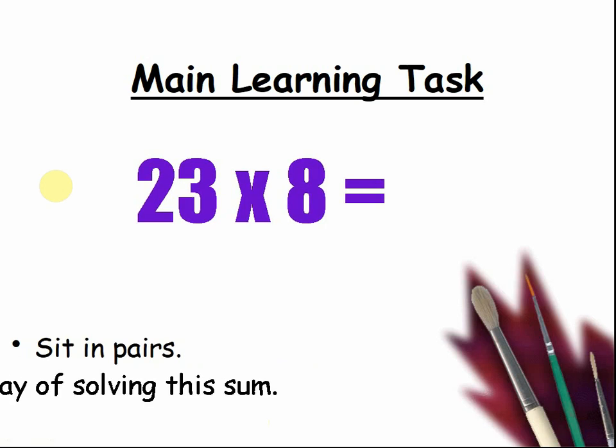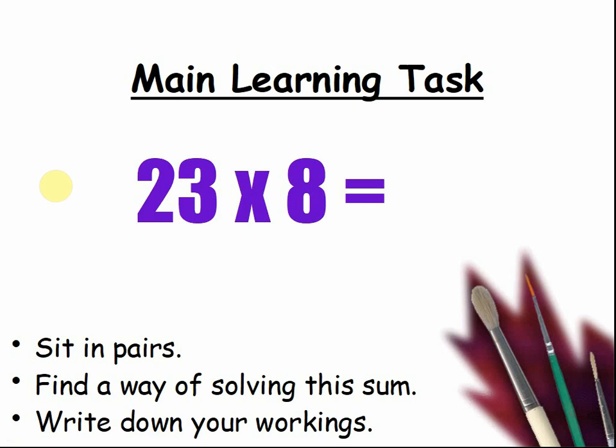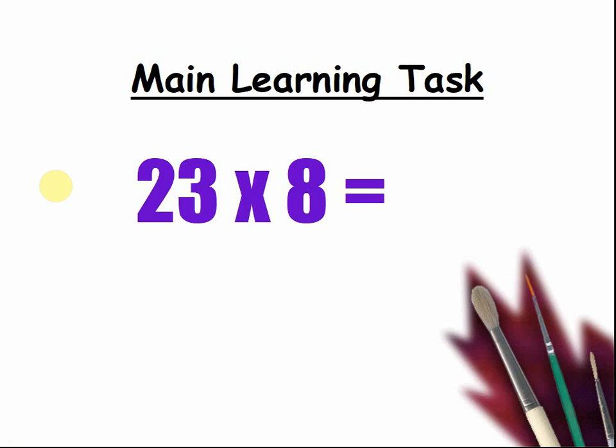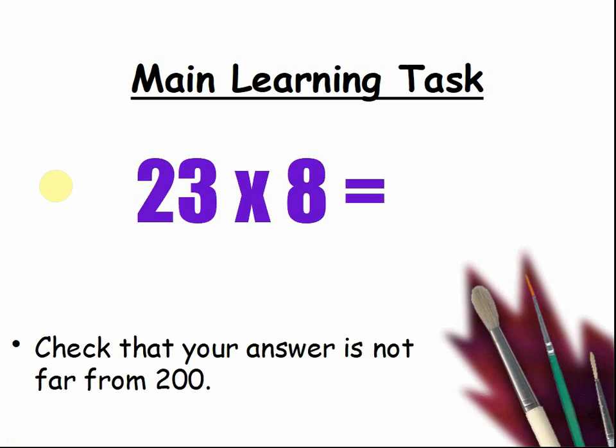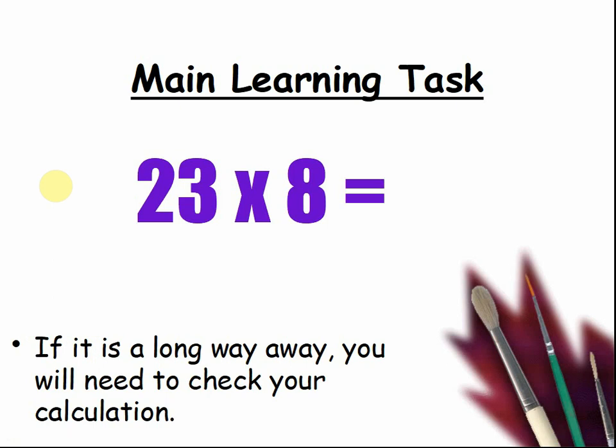Sit in pairs. Find a way of solving the sum. Pause the video as the children work out the answer. Write down your workings. Check that your sum is not far from 200. So pause the video and check that your answers are almost correct. If it is a long way off, you need to check your calculation.